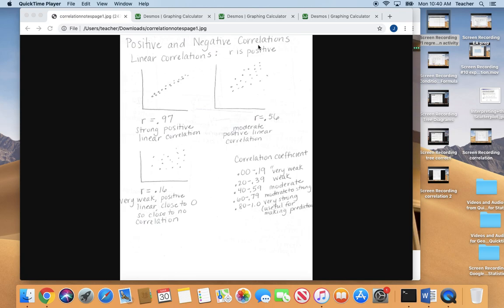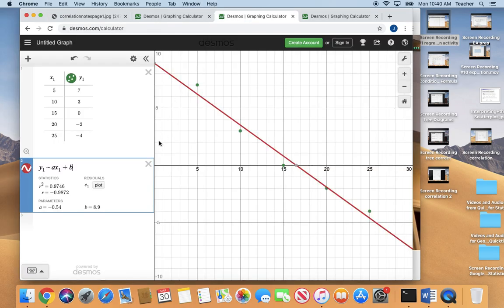So negative linear correlations are going to be the same, except in a negative linear correlation, R will be negative, and instead of the line pointing up, the line will be going down, because if you remember, negative correlation means as one variable increases, the other decreases. So let me show you an example of a negative linear correlation.